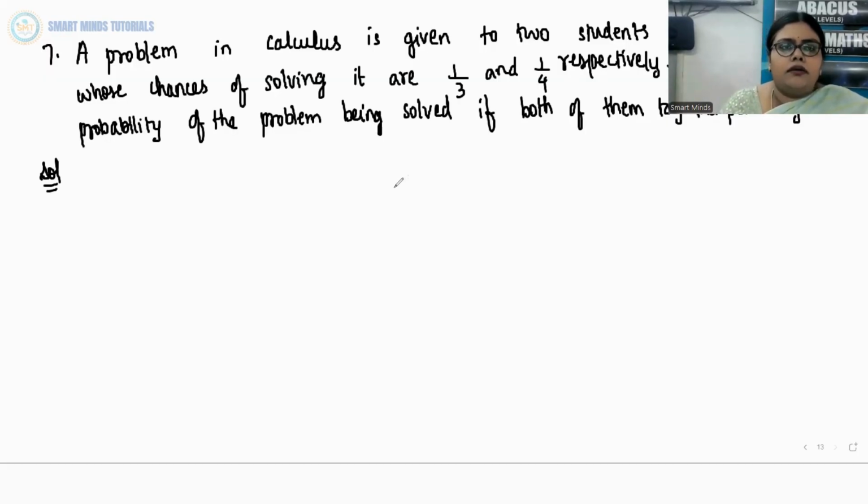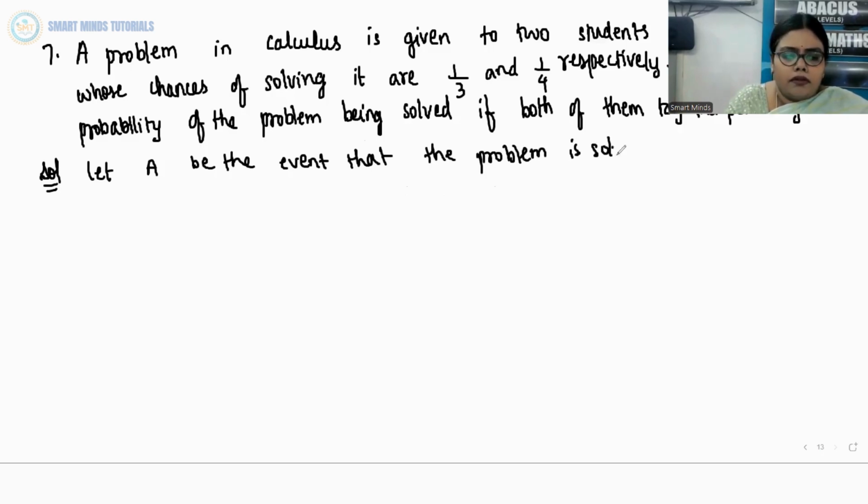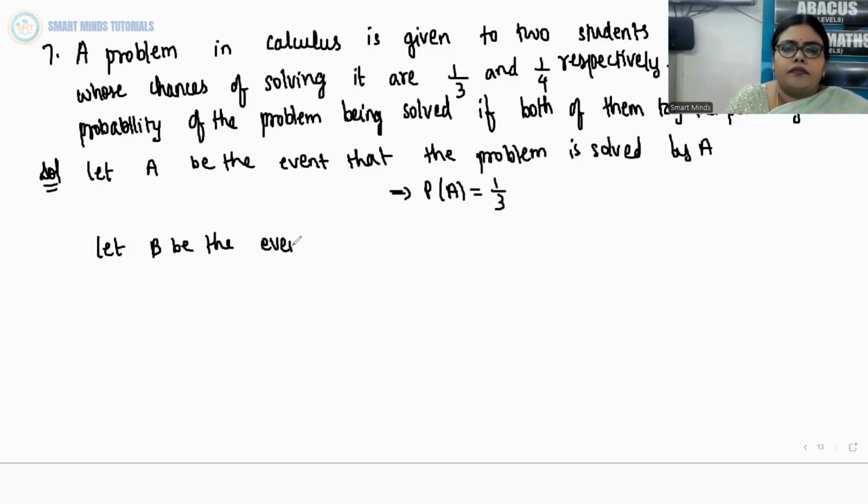Take the next question. A problem in calculus is given to two students A and B, whose chances of solving it are 1 by 3 and 1 by 4 respectively. Find the probability of the problem being solved if both of them try independently. So let us say A be the event that the problem is solved by A. So that implies P of A is 1 by 3. Let B be the event that the problem is solved by B.